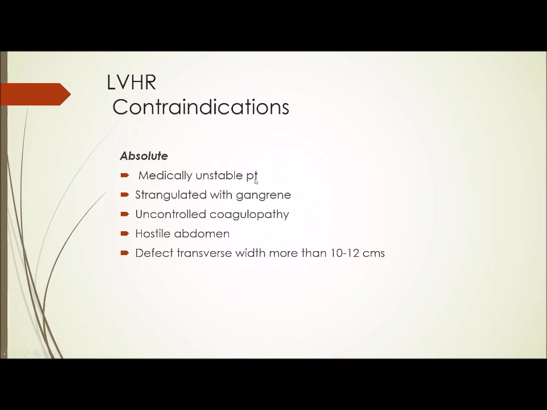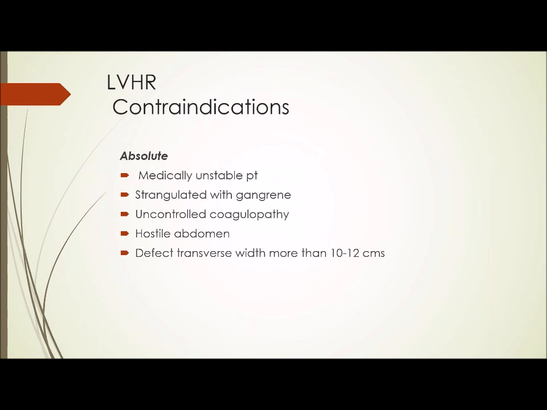Medically unstable. Despite the fact you waited, this patient got severe comorbidities, cardiac, lung, whatever, right? So these patients always safer to go in for an open surgery. Strangulated with gangrene. With gangrene, you know, in these patients, what's going to happen? There has to be a leakage. The chances of leakage is always there. So contamination has to be there. So in these patients, doing it laparoscopically, again problematic. Uncontrolled coagulopathy. A hostile abdomen.